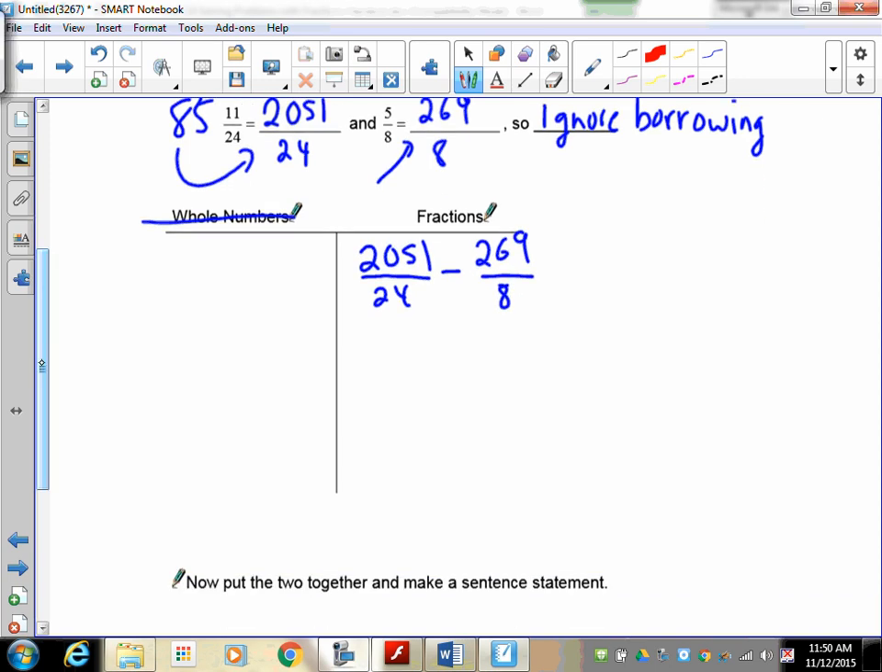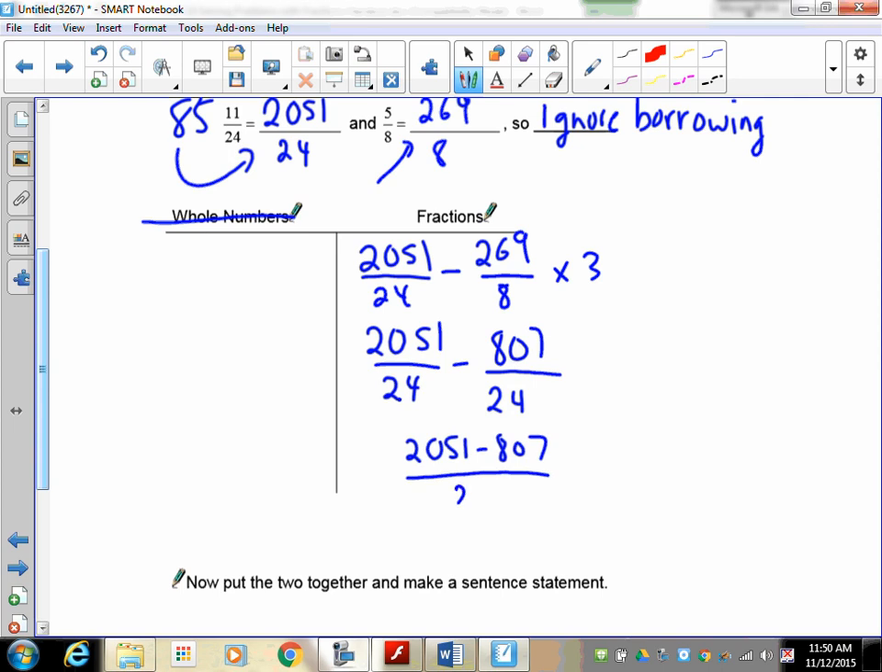Again, one of the ways you can do this is realize, wait a minute, 8 goes into 24. So I can leave the 2051 as it is, and then just change this one. I'm going to multiply the 8 by the 3, so that becomes 24 on the bottom. And of course, 269 times 3 gives you 807. So now 2051, take away 807, all over 24. So take away 2051 means that you get 1,244 over 24. All right.